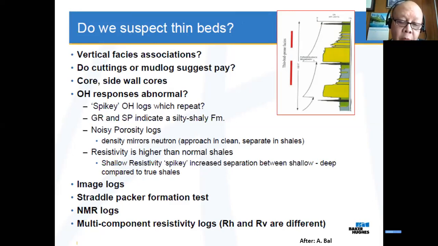Then with the later generation of resistivity tools, which are known as multi-component resistivity tools or triaxial induction resistivity tools, they will be able to give us RH, which is the resistivity in the horizontal direction, and RV, which is the resistivity in the vertical direction. And from that, we may be able to extract the resistivity of the sand, which is R sand, and the resistivity of the shale, which is R shale. And using the R sand, we may be able to evaluate a better saturation.